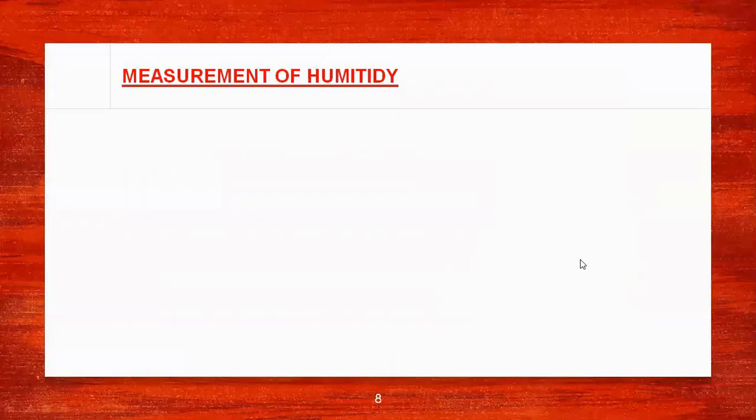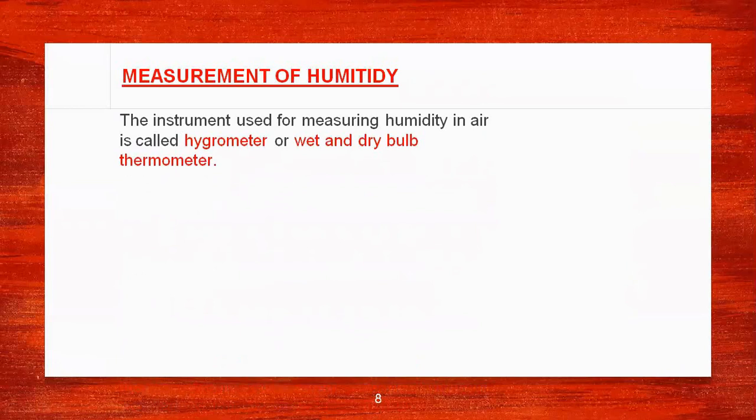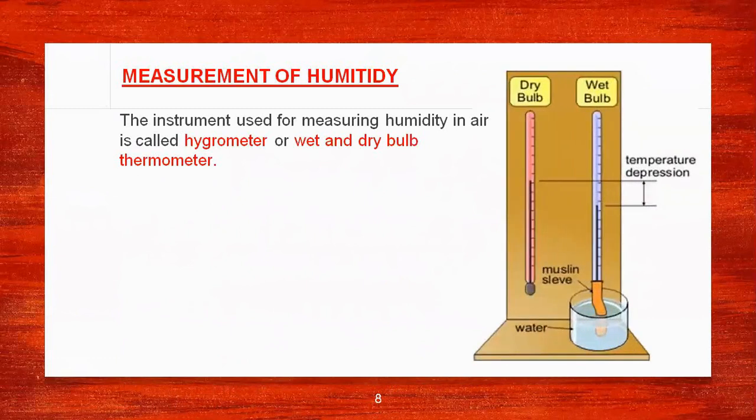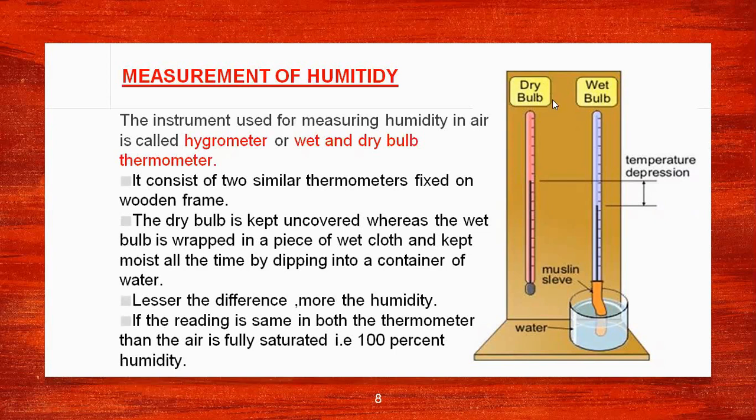Next topic, measurement of humidity. The instrument used for measuring the humidity in the air is called hygrometer or wet and dry bulb thermometer. Now, this wet and dry bulb thermometer consists of two tubes, as you can see in the image, and it is fixed in a wooden frame. These two tubes are the dry bulb and the wet bulb.